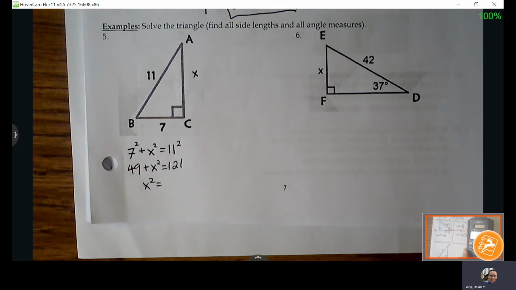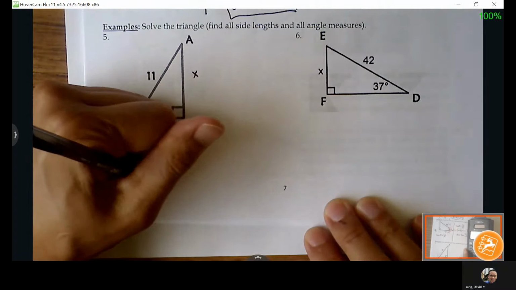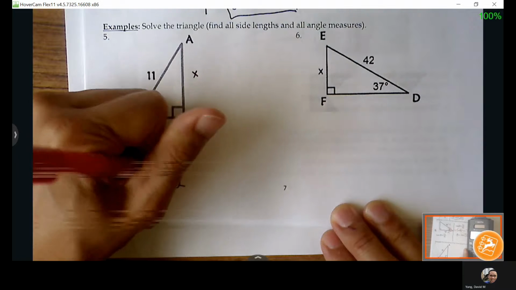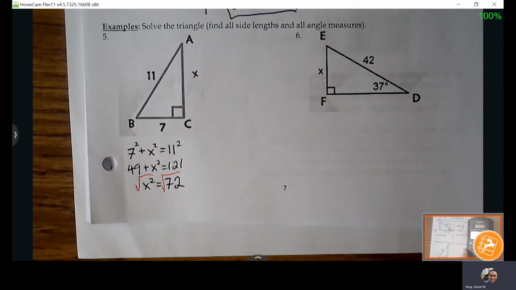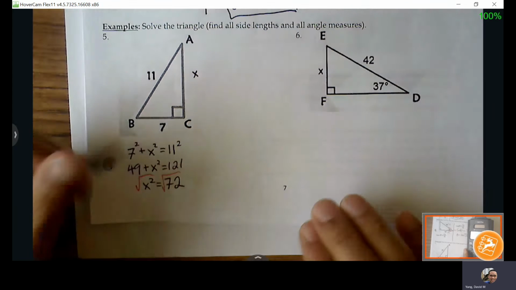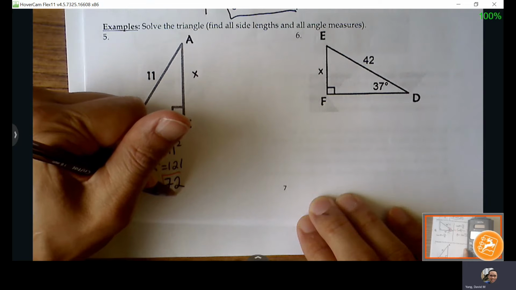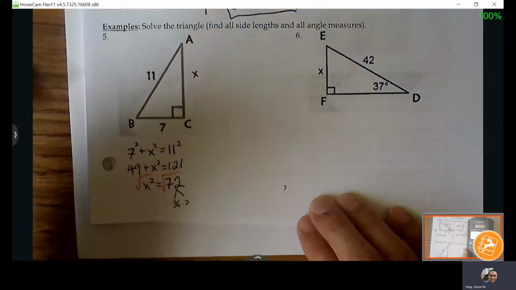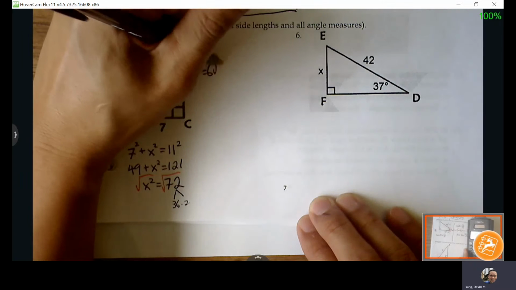Okay, so 121 minus 49 is 72. We can take the square root of both sides. If you have a calculator, it'll do that for you. But you can also think of 72 as having a perfect square factor of 36. We can take that 36 down to 6. So therefore, x equals 6 root 2.